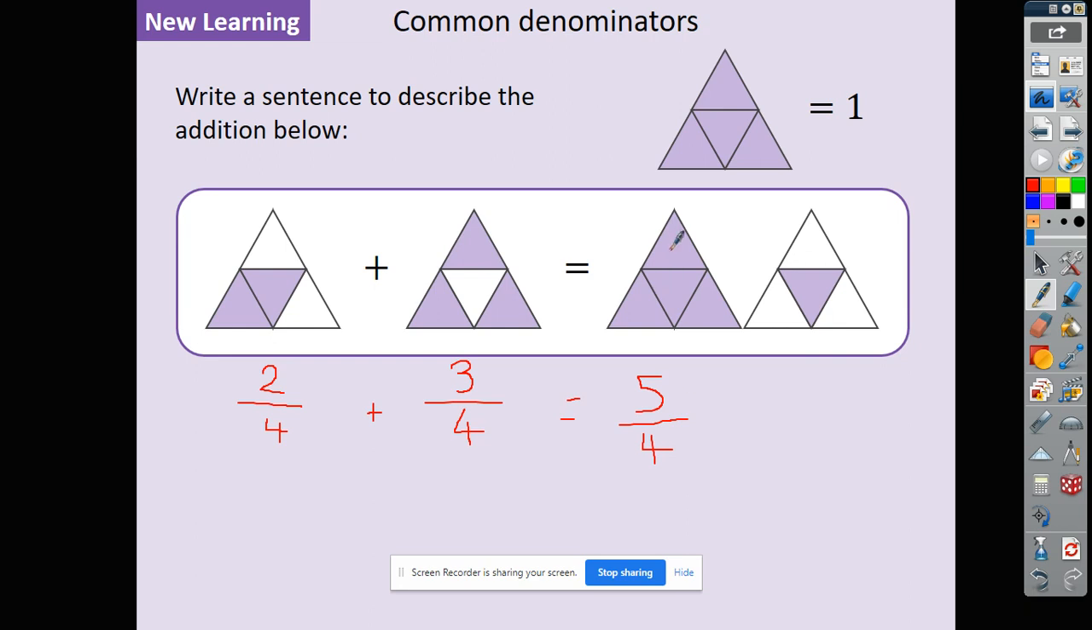But this time, if we got them all, we can see 1, 2, 3, 4, 5 parts are shaded. Now you may also spot that this here is one whole, and here we have got 1 part shaded out of 4. So you may say, well, 5 quarters is also equal to 1 whole and 1 quarter, writing it as a mixed number. Make sure you've got that example in your books, because then you'll be able to use that when you're completing the exercises.